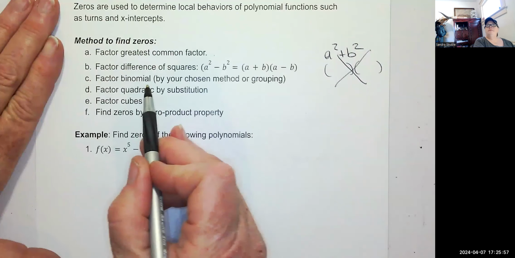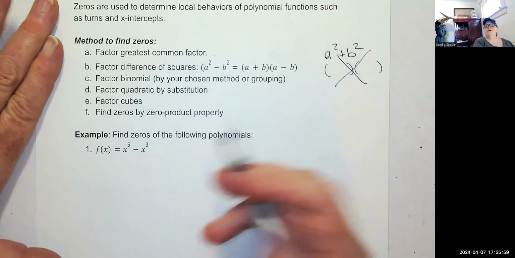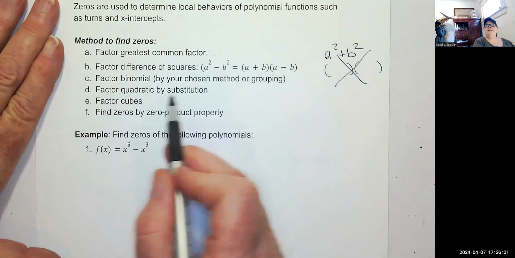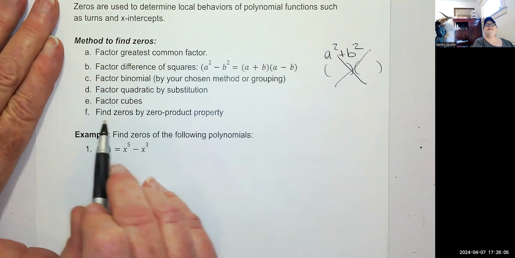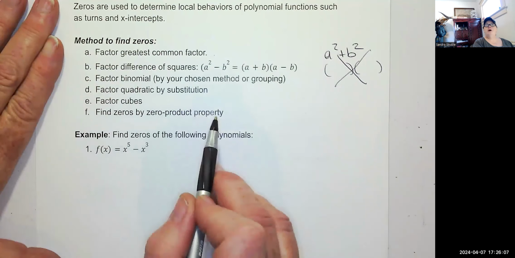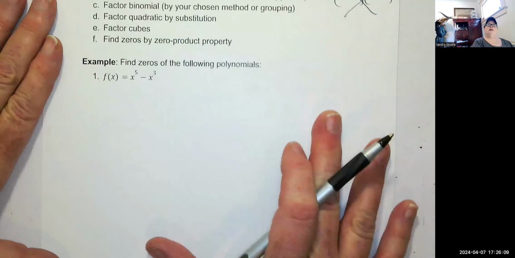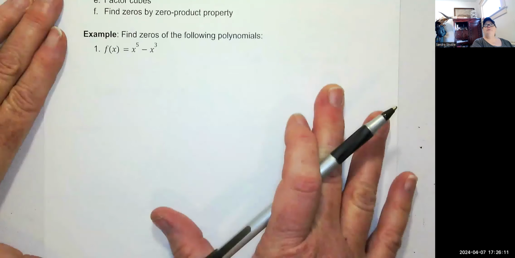Factor binomial by your chosen method of grouping. Factor quadratic by substitution. Factoring of cubes, we've got formulas for that. And find zeros by zero product property. That'll be the last thing we're going to do. So we're going to find zeros of the following polynomials.